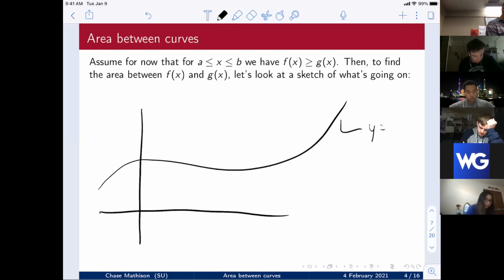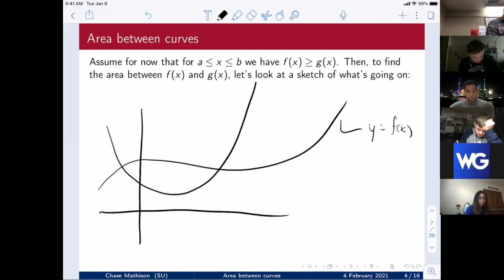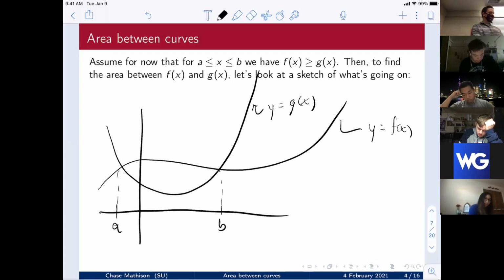Okay, so let's look at a sketch again of a couple of general functions. This is y equals f of x, and here is y equals g of x. There's A, there's B. Okay, I want to find the area between these two curves. So let's pretend for a second we don't know about the definite integral. We don't know about the fundamental theorem of calculus, and we're just tasked with finding this area. What would you do?